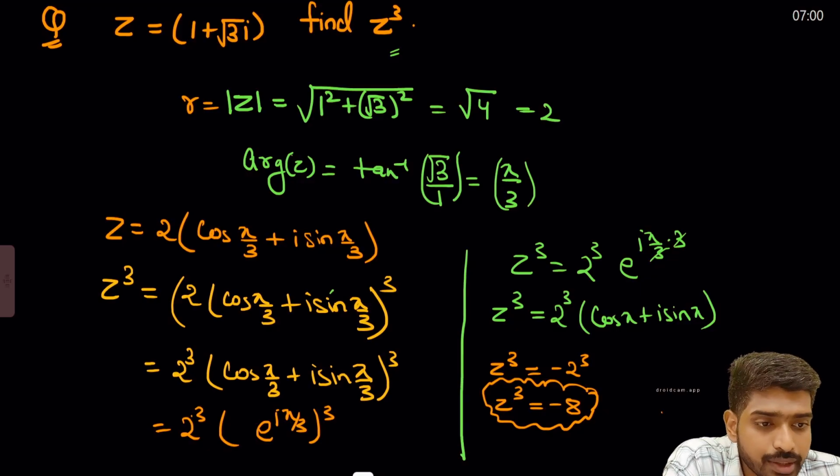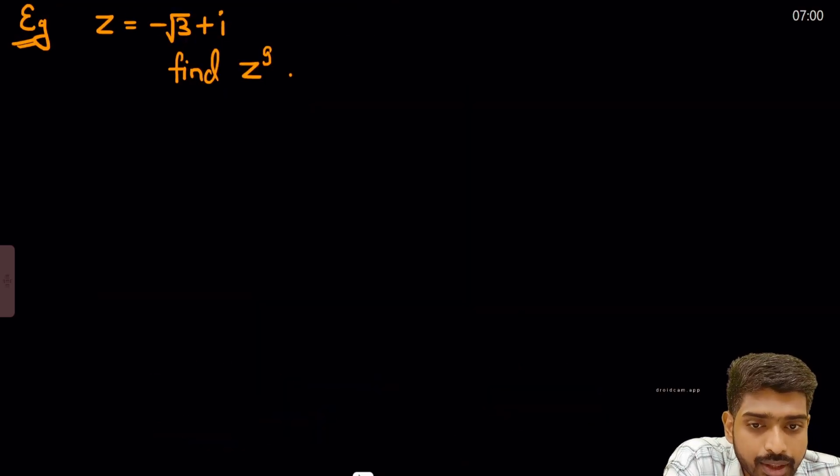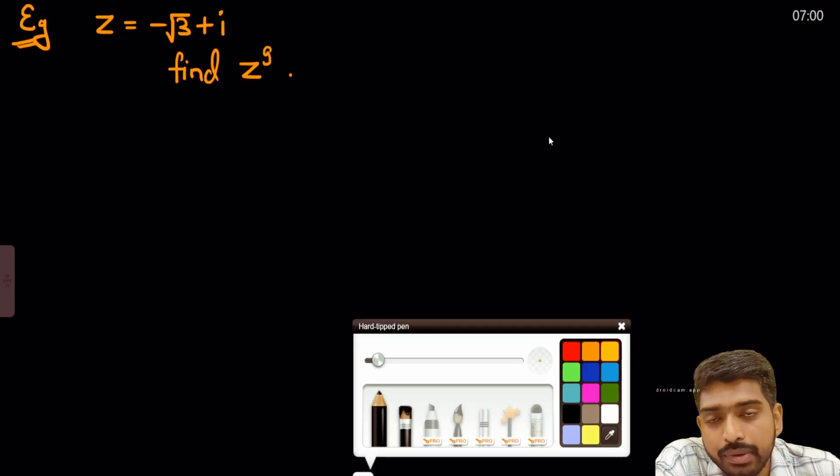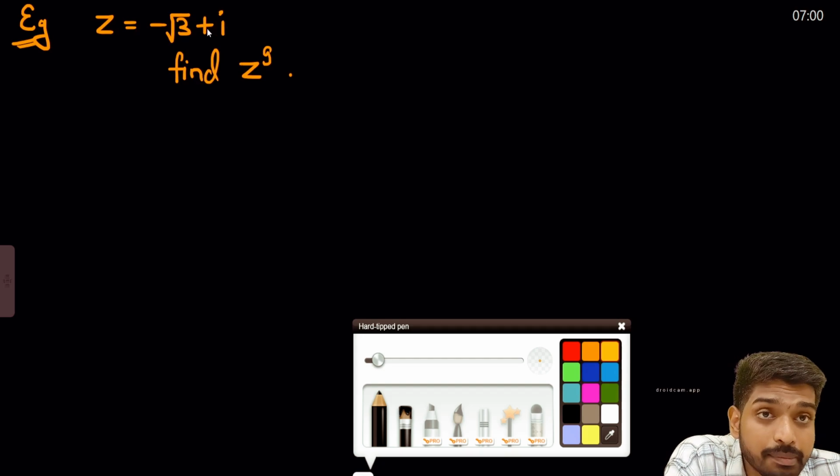Now one more question we'll see. Suppose in this question they asked for z power 9. So if we calculate by the normal method, we have to multiply this complex number z nine number of times, right? So instead of multiplying this complex number manually 9 times, what we'll do, we'll apply de Moivre's theorem.